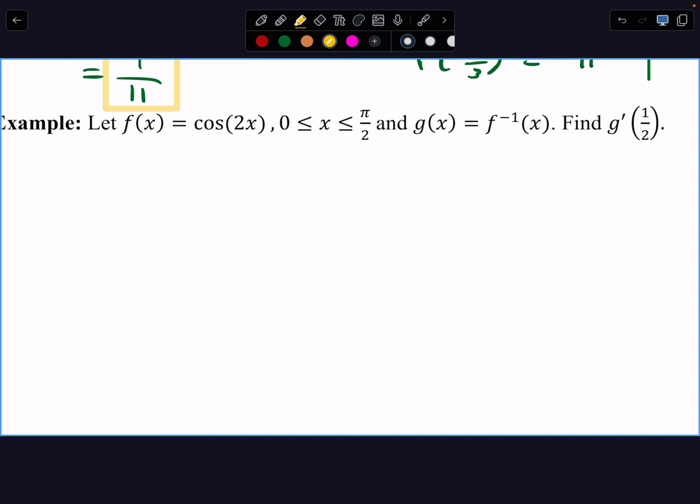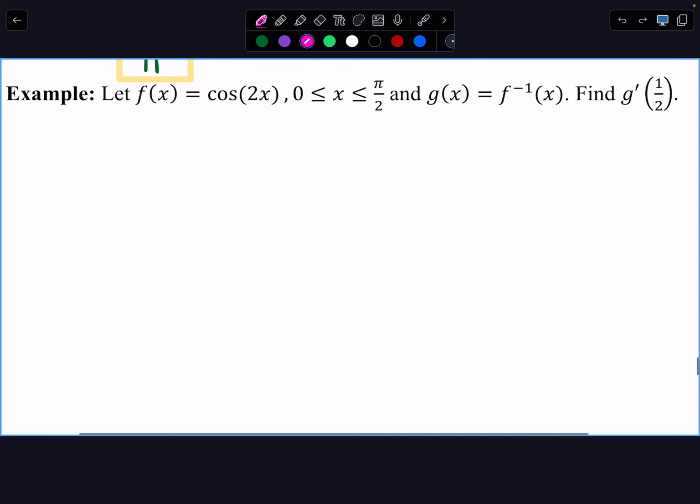The question is, what is g prime? You don't technically have to think about using arc cosine here.